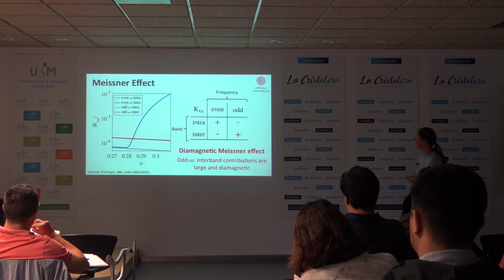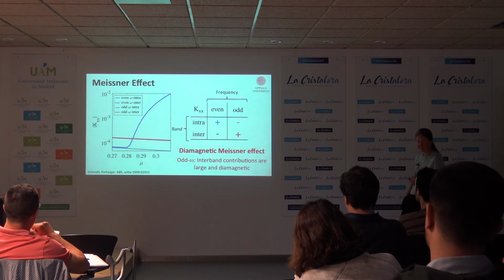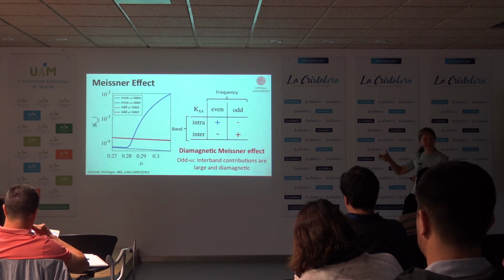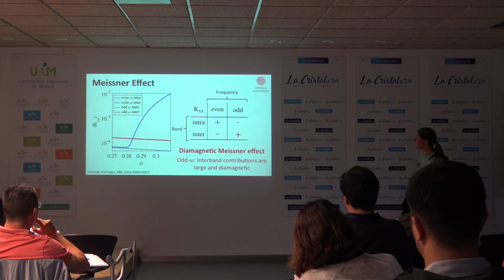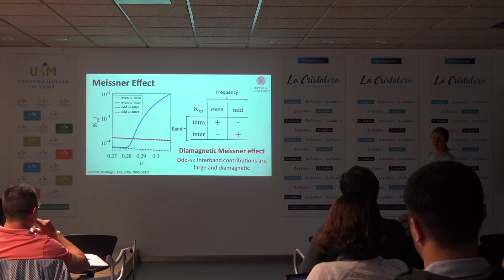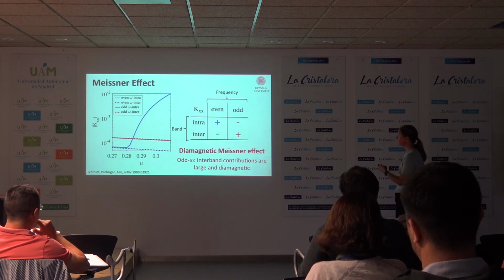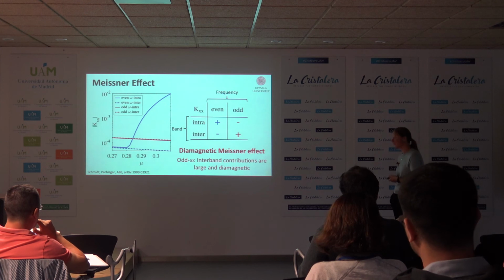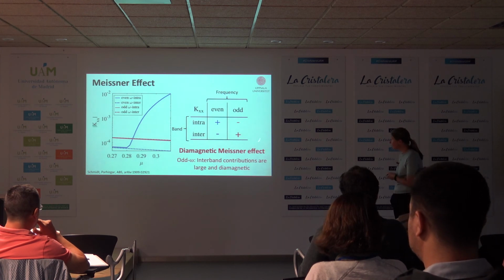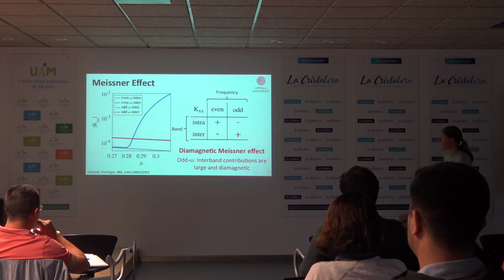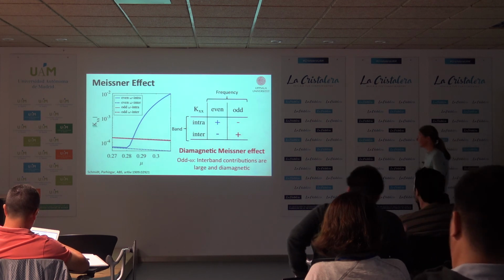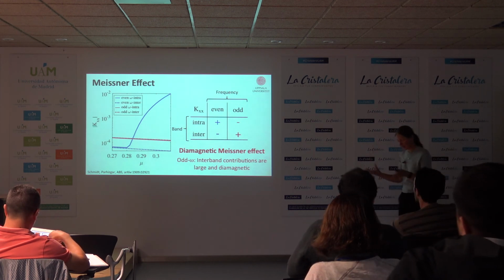So the even frequency, if it is an intraband process, is positive, that means it's diamagnetic. But if it's an interband process, it's actually paramagnetic. And the odd frequency has the opposite behavior. So the intraband is indeed paramagnetic, but there's a large contribution from interband transitions for the Meissner effect. So even though we have a lot of odd frequency correlations in this material, we actually get a diamagnetic Meissner effect because the odd frequency has a lot of contributions to this interband part. So this order parameter really seems to work. It has the correct Meissner effect.